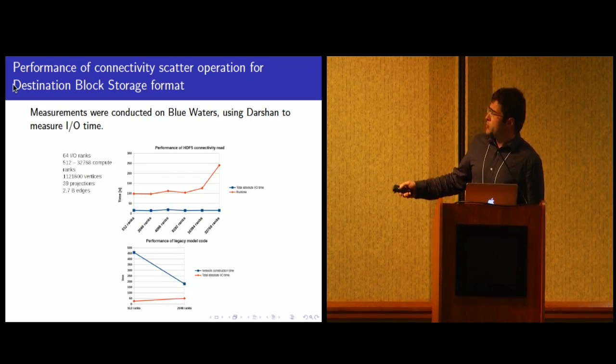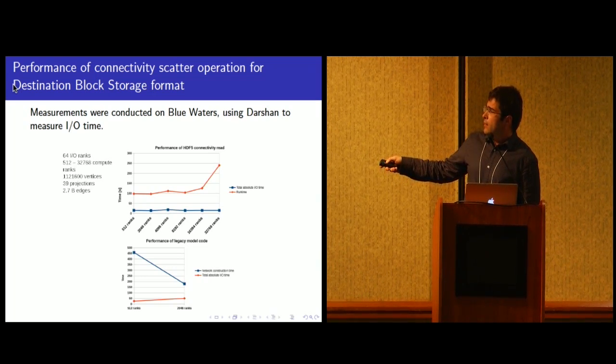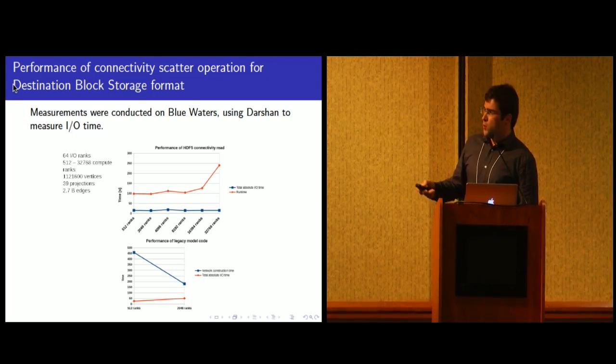Our initial performance measurements were conducted with 64 I/O ranks and up to 32,768 compute ranks. The total absolute I/O time stayed constant when reading the graph, which is not surprising as we use a constant number of I/O ranks. However, the time to actually instantiate the network started increasing after 16,000 ranks, which is almost certainly due to network communication and our use of the Alltoallv collective operation.